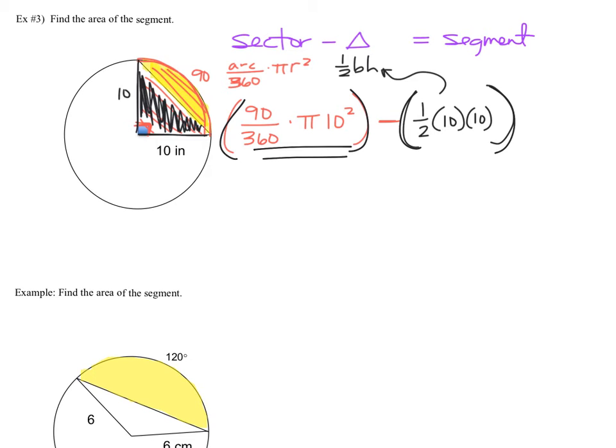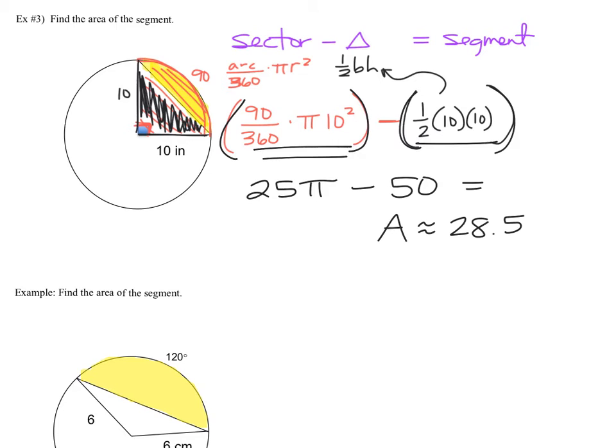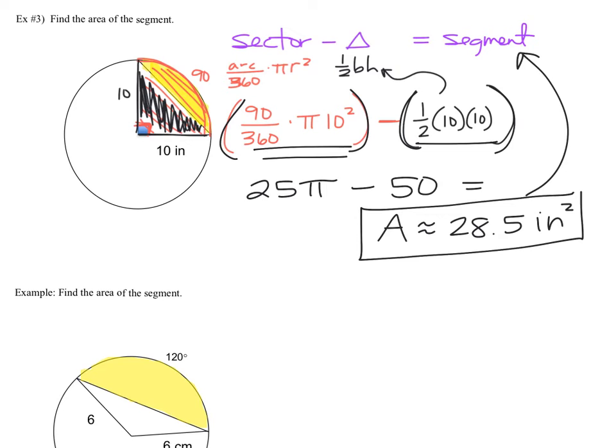So 90 divided by 360 times pi times 10 squared comes out to 25 pi, okay? And then subtract 1/2 times 10 times 10, which is 50. And now you can just plug that into your calculator. 25 pi minus 50, and you get that your area is approximately 28.5 square inches. Does that make sense? So this is the area of your segment. Questions on that?